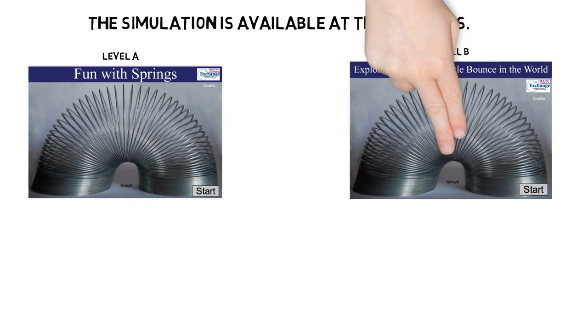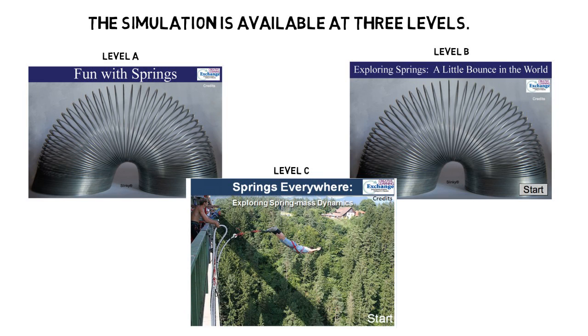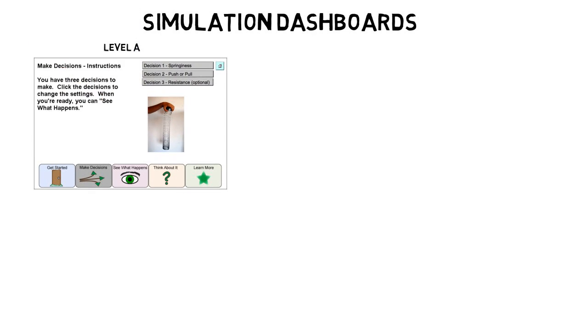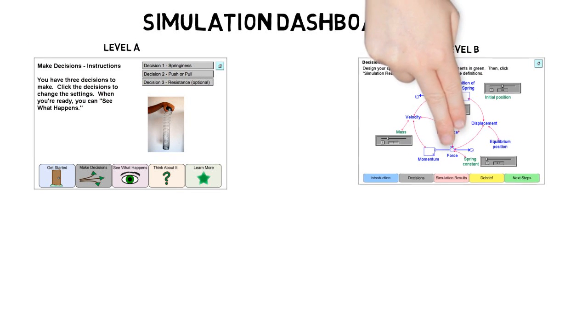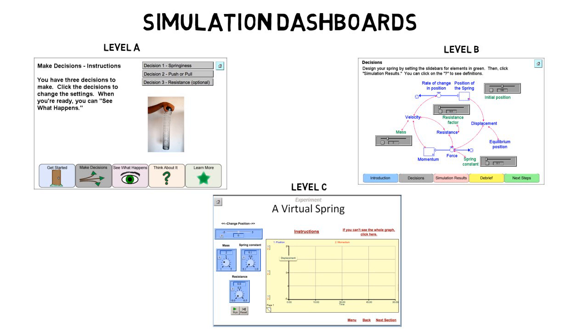You can explore these questions and more using this free online simulation available at 3 levels for different age groups. Each simulation has a dashboard. You can create your own spring and see what happens to it over time. Then more importantly, think about what else in the world works like a spring.